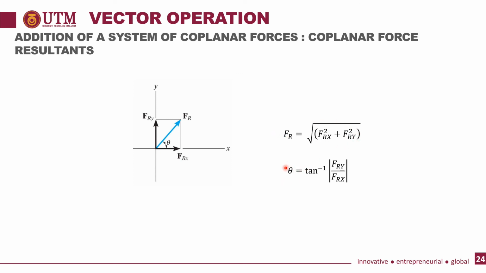If you want to find theta, which is the direction, you can use the tan inverse of the total force in y over the total force in x. This is the magnitude notation, which means it is always positive.